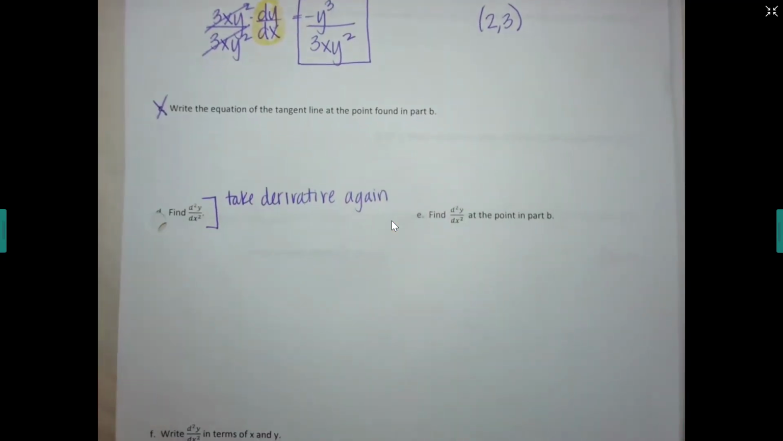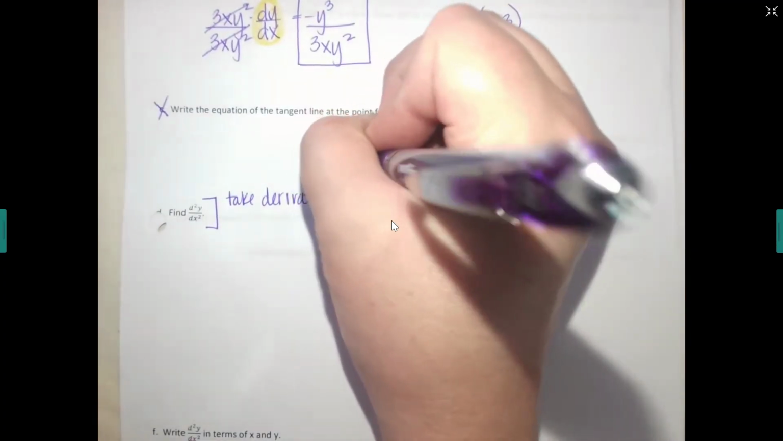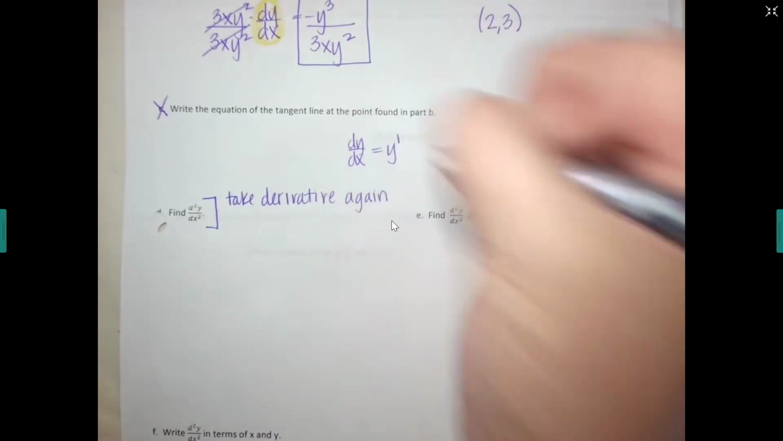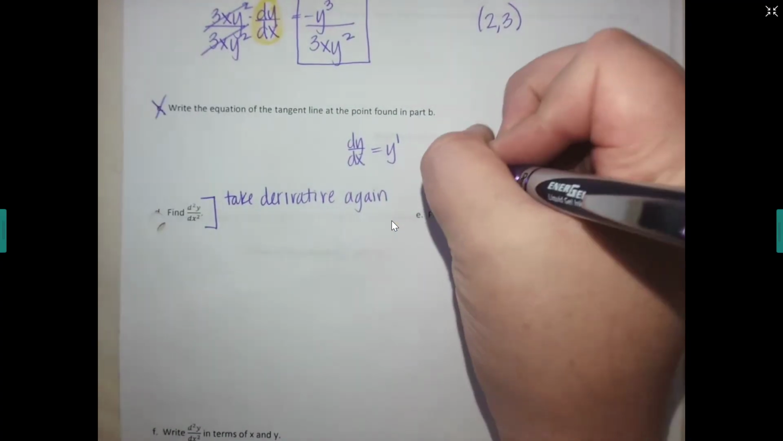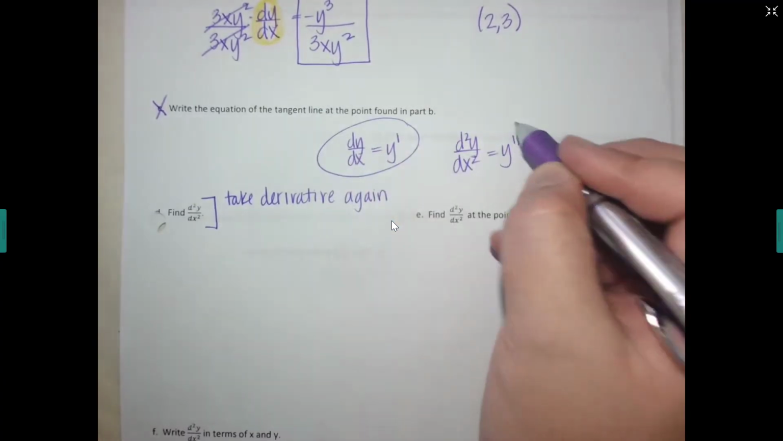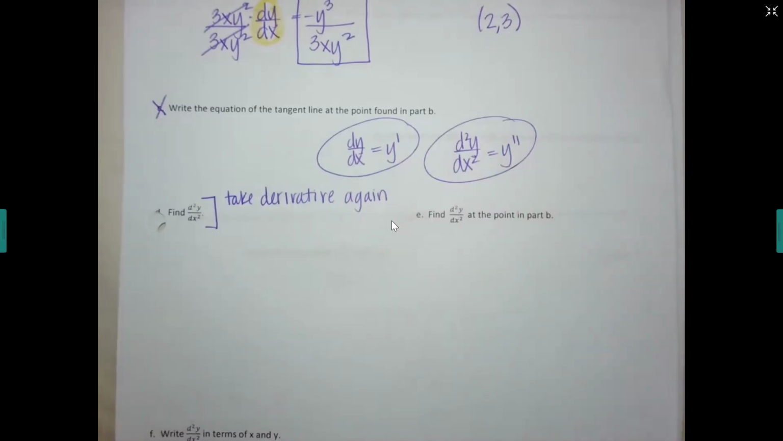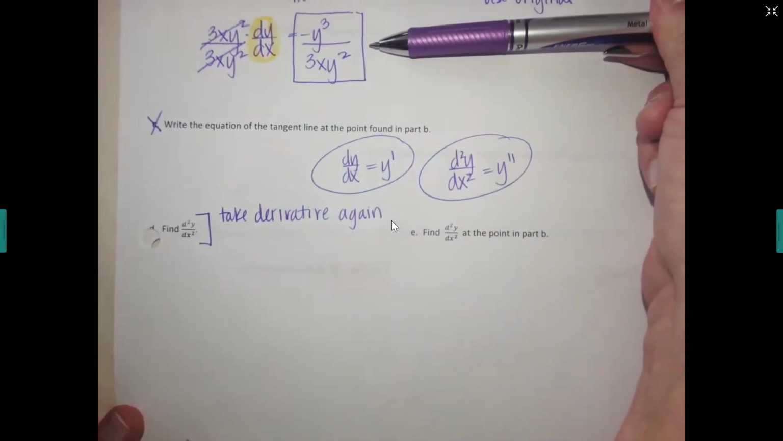The reason why is that I want you to write dy dx is the first derivative. d squared y dx squared is the second derivative. You should be somewhat familiar with those notations, but we really haven't done much of it. Today's kind of the first day. So this is my first derivative, and I want to take the derivative again.